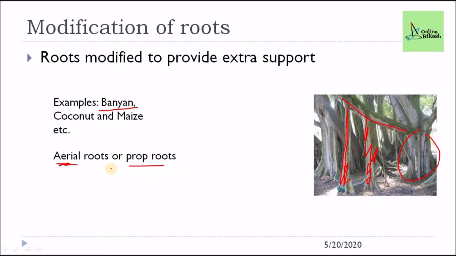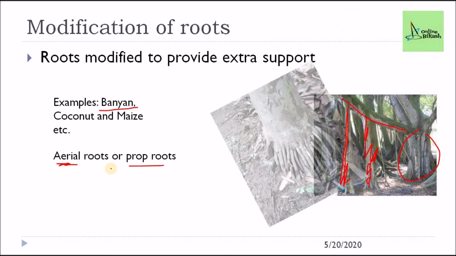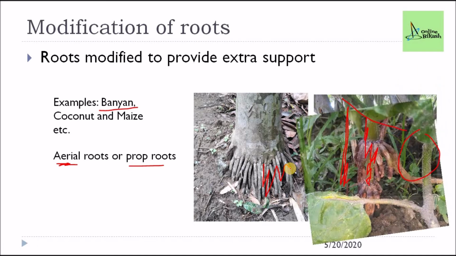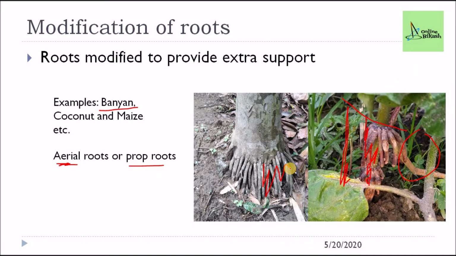Now coconut also has this type of roots, and maize. This is an areca nut. Areca nut, in Assamese, is called tamul gos. So in areca nut also this type of roots are seen, and these are prop roots only. And this is maize, gumdhan. In the maize also you can see this type of prop roots.